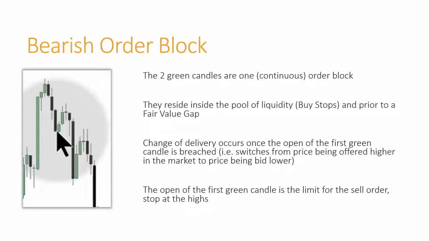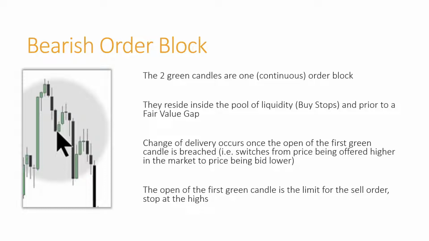So in this example, we have 2 green candles, and these are our one continuous order block. And so as before, they reside in a pool of liquidity, in this case buy stops, and again prior to that fair value gap forming. And the change of delivery is going to occur once the open of that first green candle is breached. So this is that low.